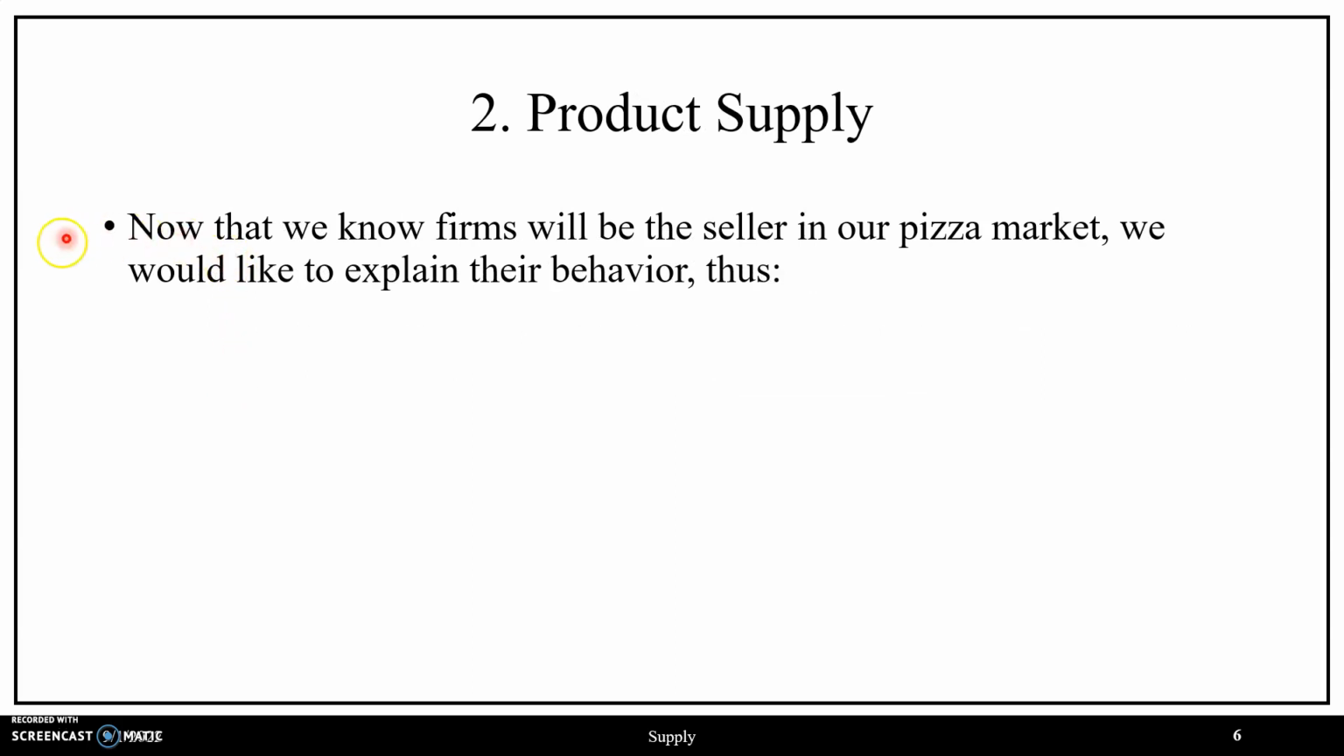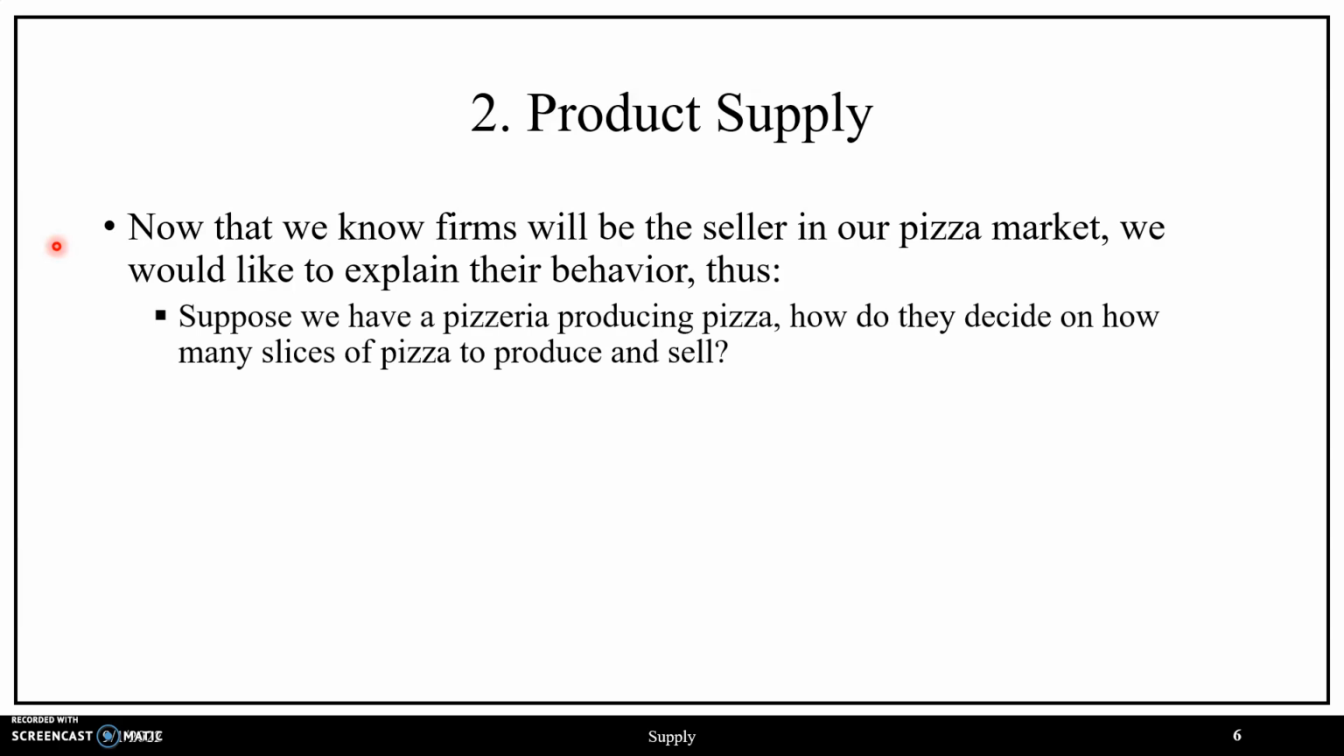So, now that we know that firms are the seller in our pizza market, we now would like to explain this behavior. So, let us consider a setup. Suppose that we have an individual pizzeria that is producing pizza slices in this market. The question that we then have is, well, how does this pizzeria decide on how many slices of pizza to produce as well as sell?